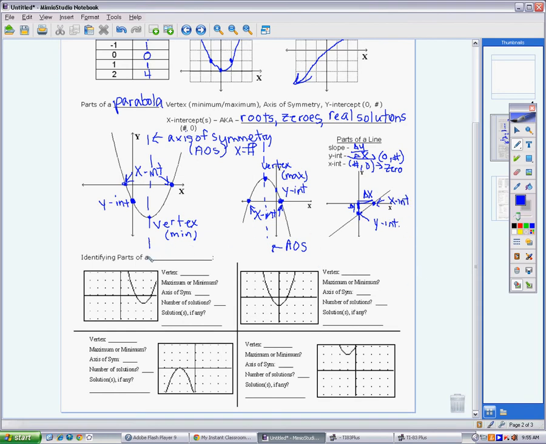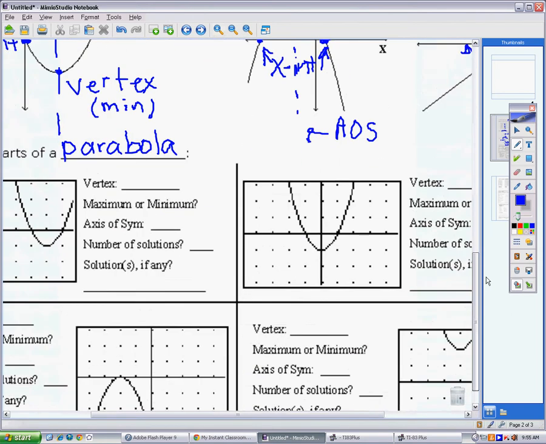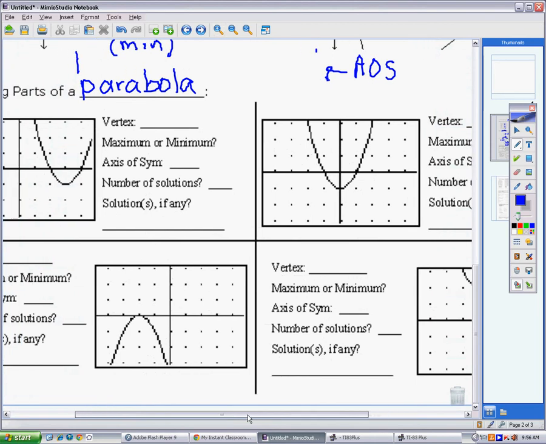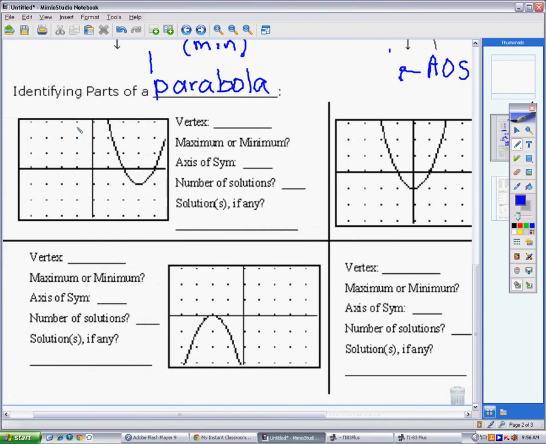Okay, so we've identified the parts of a parabola, so now we're going to actually identify the different parts. On this problem right here, our vertex, again, is where it stops going down and starts going up. So that's going to be our vertex, and we can identify that point. That's going to be at 1, 2, 3, down 1 at -1. So this is going to be 3, -1. Is it a maximum or a minimum? Well, that point's at the very bottom of the graph, making it a minimum.